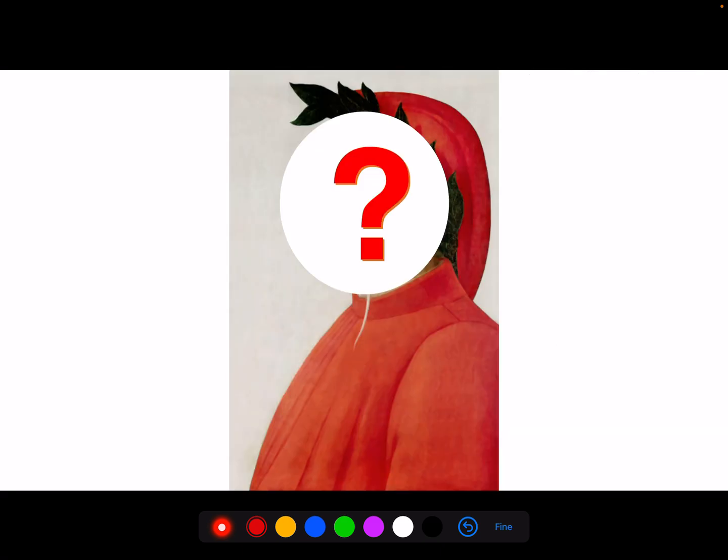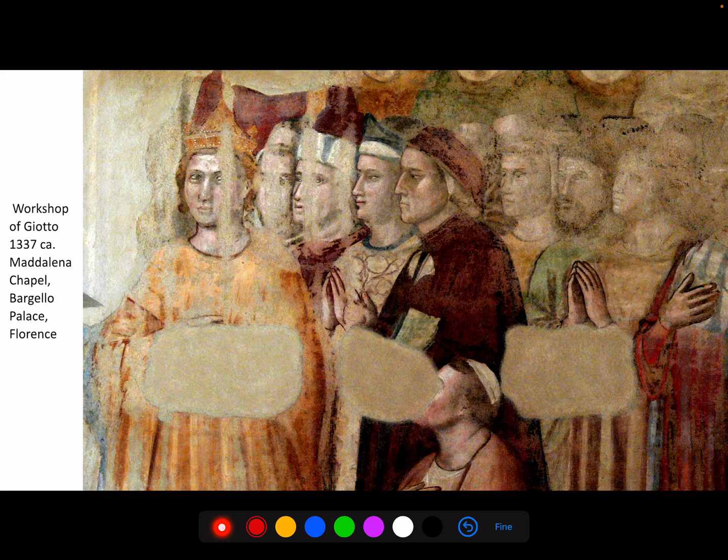But how really was Dante Alighieri? We have some portraits of him. One of the most famous ones and the earliest ones is this one in the Bargello Palace in Florence, 1337, discovered in 1840. This guy, dressed in red, is supposed to be Dante Alighieri by his friend Giotto.